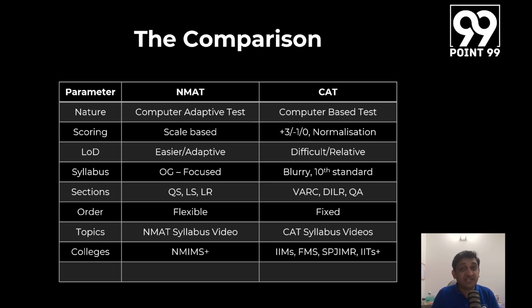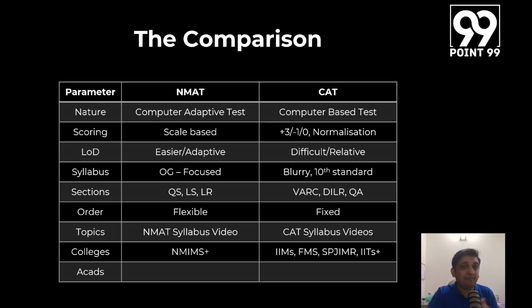Whereas in terms of the CAT, there are a lot more options available because, of course, CAT is accepted by a lot more institutes and a lot more people take the CAT compared to the NMAT. So you are going to have colleges including the IIMs. All the 21 IIMs will accept the CAT. Then FMS is a very good institute which will accept the CAT, as will SPJIMR, MDI, IIFT, IITs, and a lot of other institutes that will accept your CAT score.